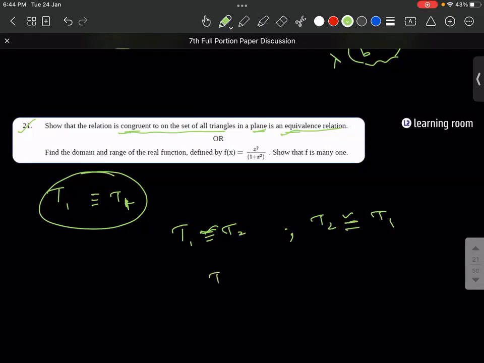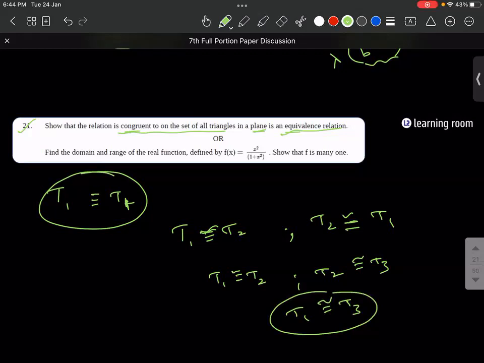Then what about the third one? If T1 is congruent to T2 and T2 is congruent to T3, then T1 is congruent to T3. Right? It's an equivalence relation.